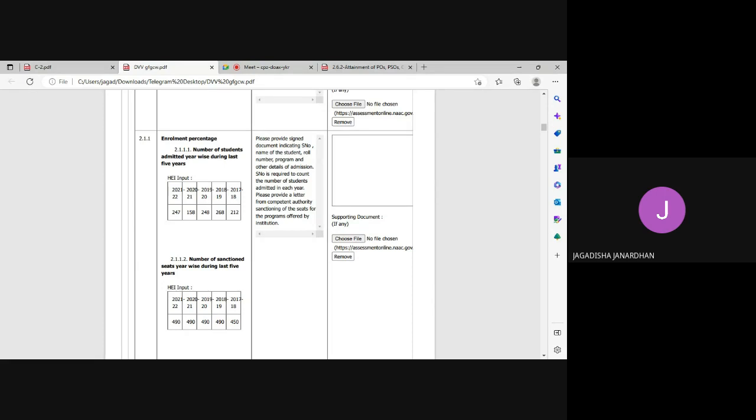And please provide a letter from the competent authority sanctioning the seats for the programs offered by the institution. Here competent authority means the university. So the letter should be provided from the affiliating university stating the total number of seats sanctioned for that institution. If these two documents are attached, we can easily reduce the DVV questions for us.